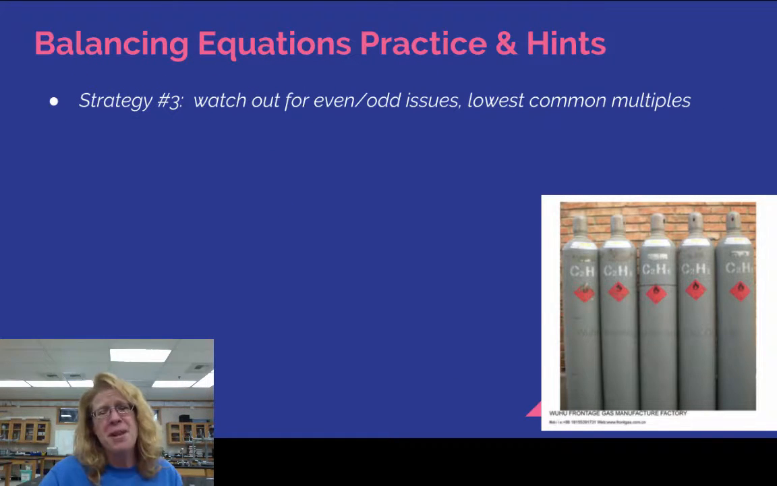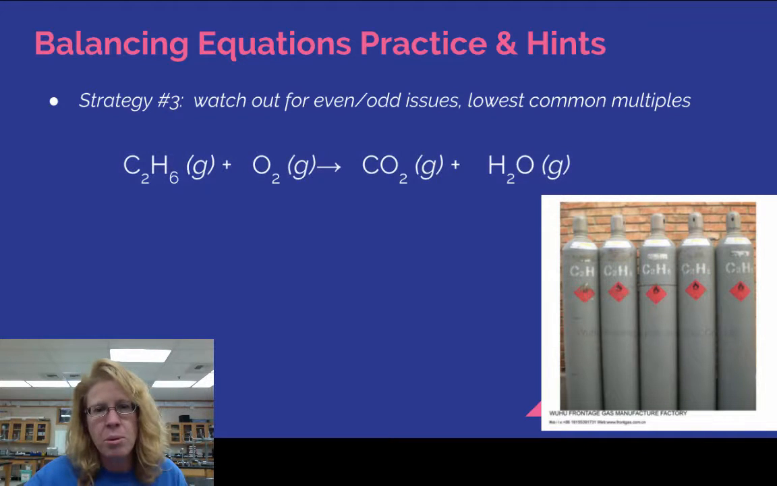So next one here. Strategy number 3. Watch for some issues where you sometimes get evens and odds. What I mean by this is that there's an even number on one side and an odd number on the other side. And how do you get those to a multiple that makes sense for both of them? So here's the example one that I'm going to show you right now.